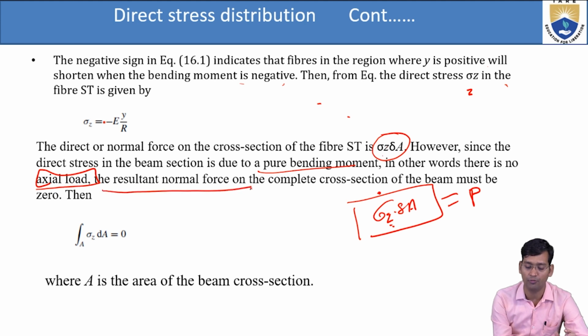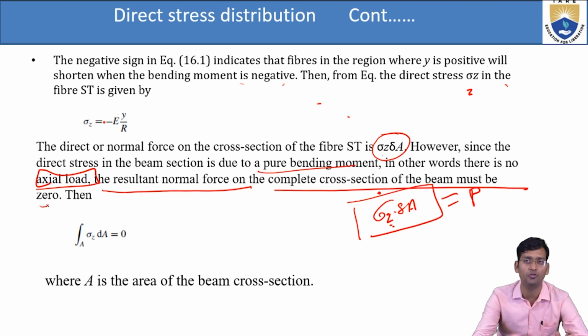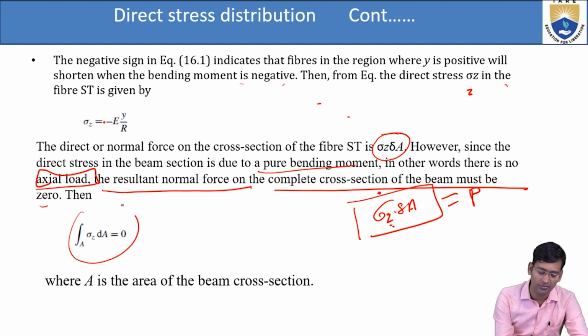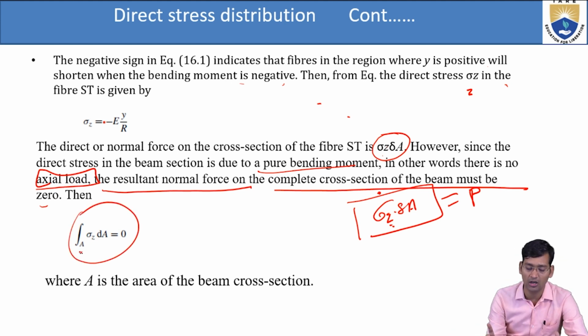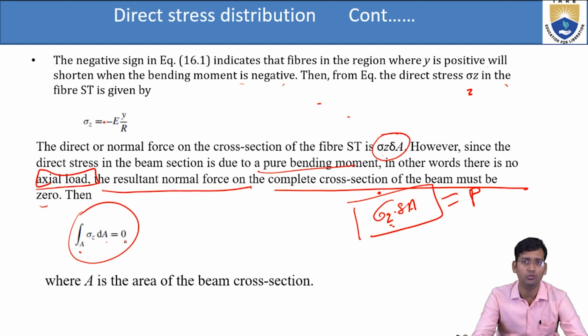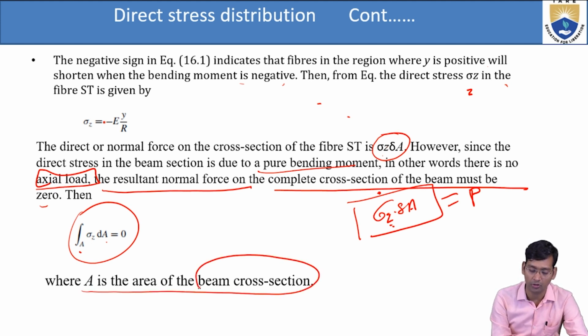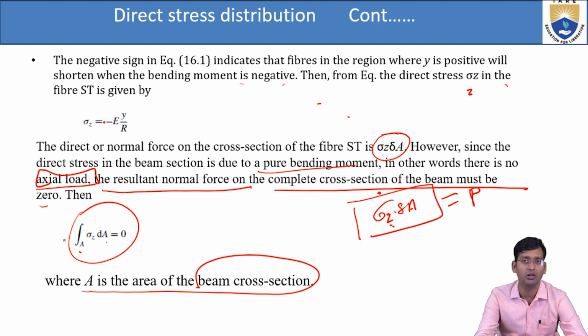The resultant normal force on the complete cross section of the beam must be 0. Whatever the resultant force is, we make it equal to 0. So over the entire cross-sectional area, the integral over A of sigma z into dA must be equal to 0, where A is the area of the beam cross-section.